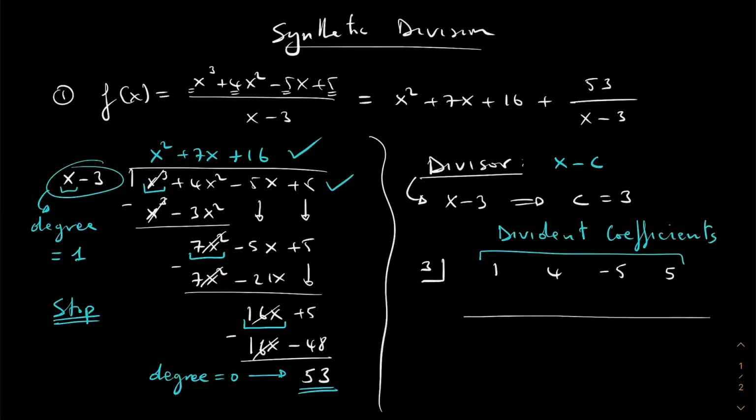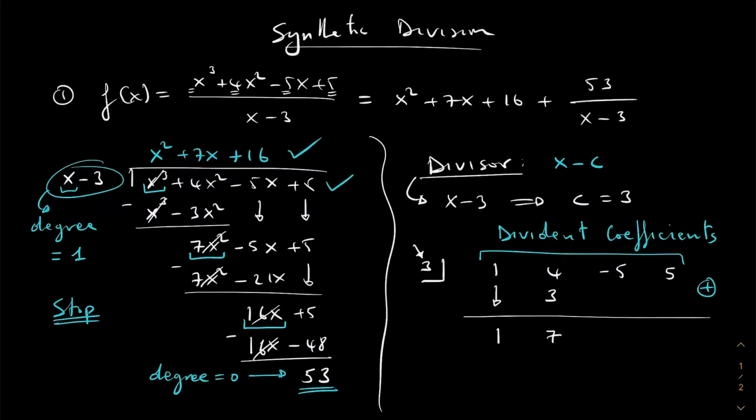The first thing you're going to do here is bring down the 1, the first coefficient of your dividend. Then you're going to multiply that by c, which happens to be 3 in this case, and put it right here. Once you've done that, you can add these two. So you're going to have 4 plus 3, which gives you 7.